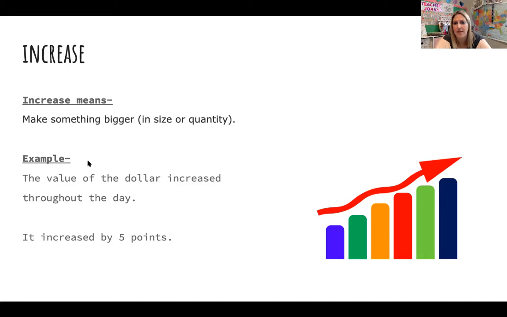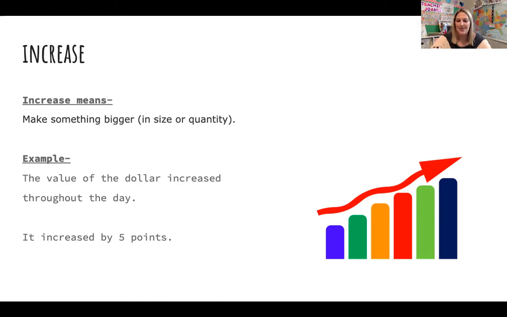An example of that would be the value of the dollar increasing throughout the day. So there are a lot of different apps. I can pull one up real quick while we're sitting here that I sometimes check. And I do see a lot of increases and decreases when we're talking about currency and different trends around the world. So you would be able to use the word increase as you talk.